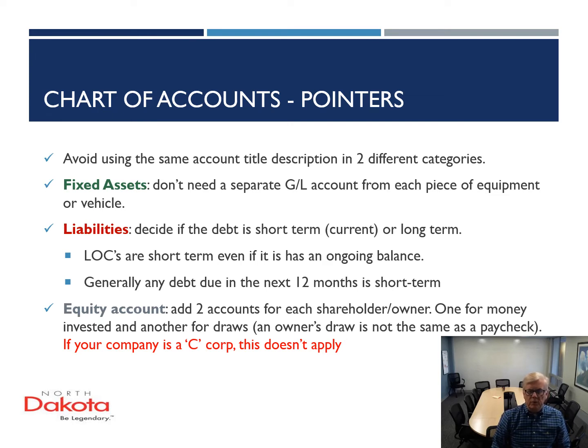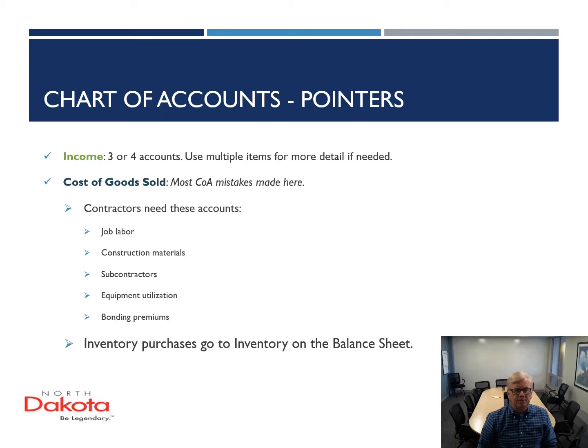In the equity account, if you have more than 1 shareholder, I suggest you put in 2 accounts for each person: 1 for the money they put in, and 1 for the money they take out. If you're a C Corp, it doesn't apply. So a couple pointers there in chart of accounts, and a few more.